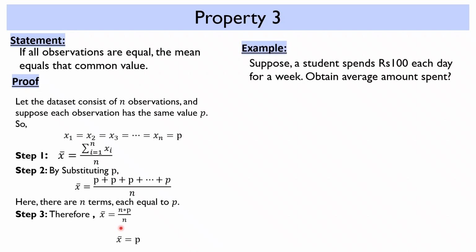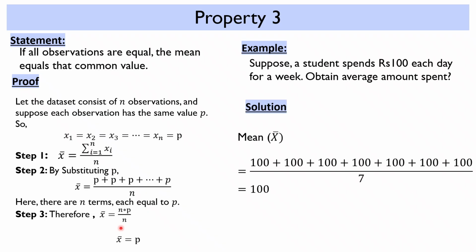Let's take an example where a student spends rupees 100 each day for a week. So if we want to obtain the average amount spent for a week, what will it be? It will be the sum of observations for the 7 days upon 7, which comes out to be 100 again.